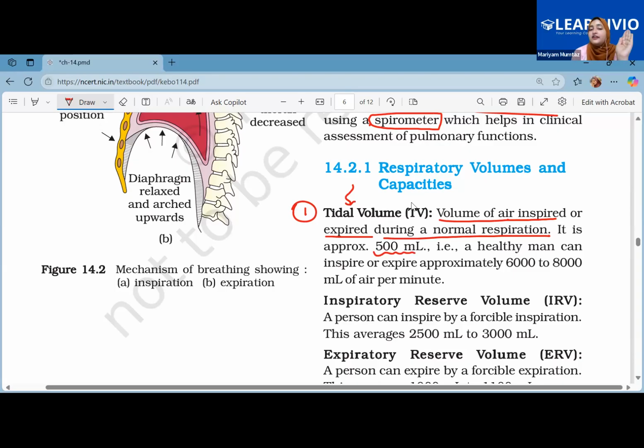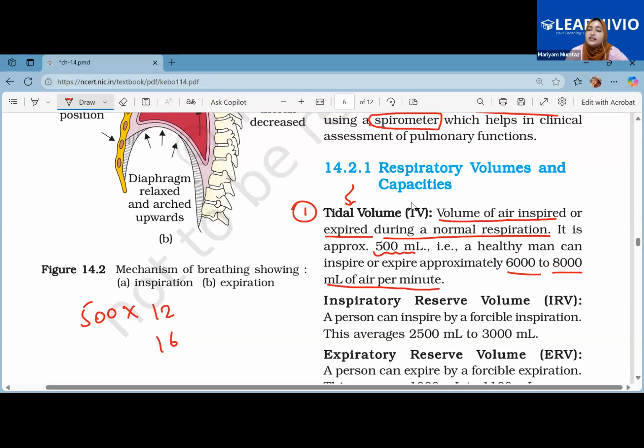Now from this 500 milliliters, when you want to find out for per minute, you multiply the 500 with 12 and then with 16. So you get 6,000 to 8,000 milliliters of air per minute. This is the normal case scenario.